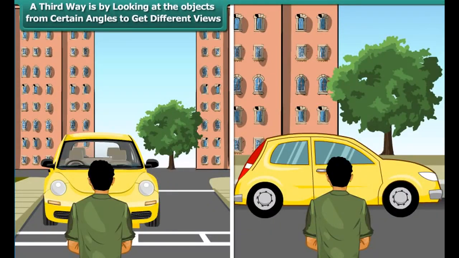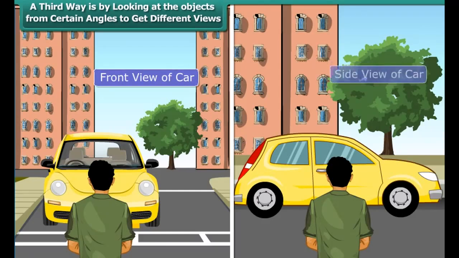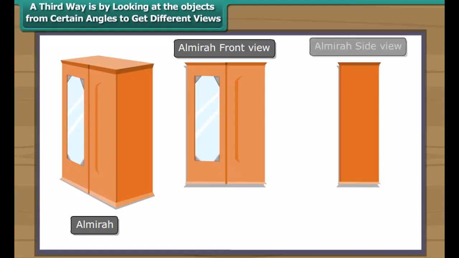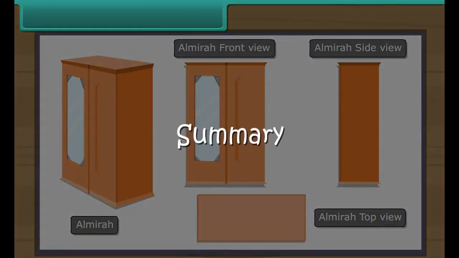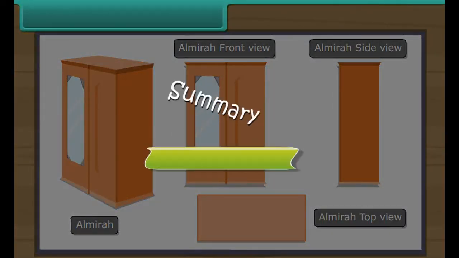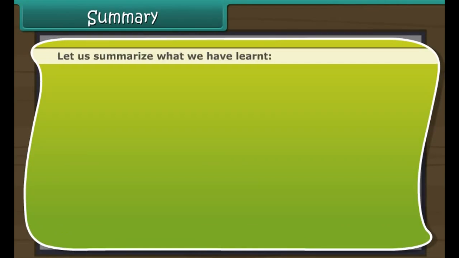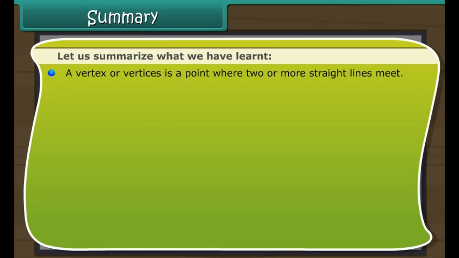Self-assessment. Drag and drop the options to their right places. Summary. Let us summarize what we have learned. A vertex or vertices is a point where two or more straight lines meet. An edge is a line segment that joins two vertices. A face is any of the plane or curved surfaces of a solid object. A net is a sort of skeleton outline in 2D, which, when folded, results in a 3D shape.